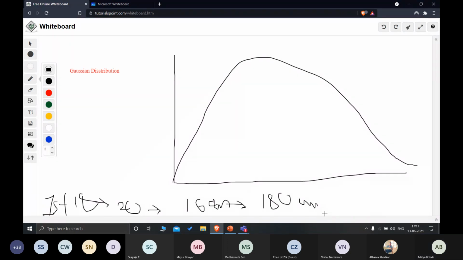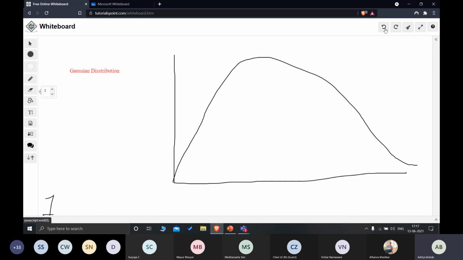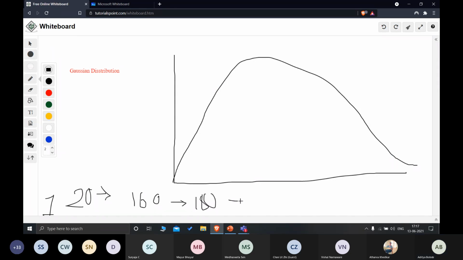Yes. Okay. So what happens is that in real world problems, suppose I am taking any case, let's just take the case of your height. We know the people of age group 20 have a height that ranges between 160 centimeters to 180 centimeters. 70% of the chances are there.